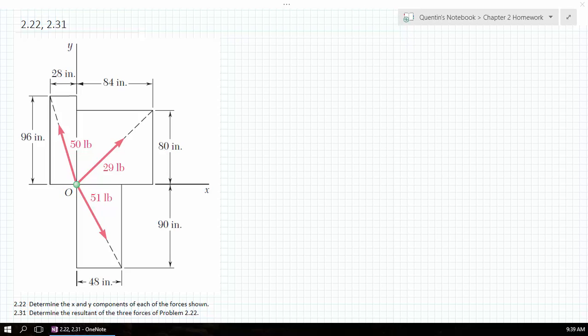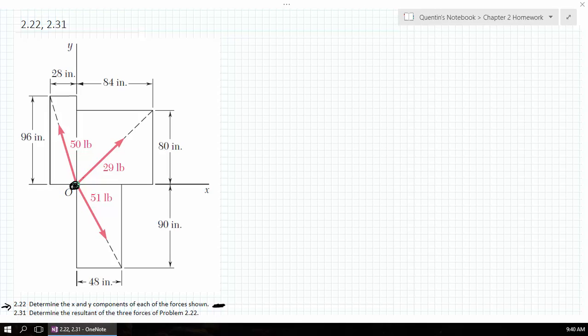Okay, we're going to look at a couple of homework problems from Chapter 2, specifically 222 and 231. What we're dealing with is basically three forces acting on a point right here. The first part asks for the x and y components of each one, and the second part is you come up with the resultant, which is you just add them up. So let's first do the x and y components.